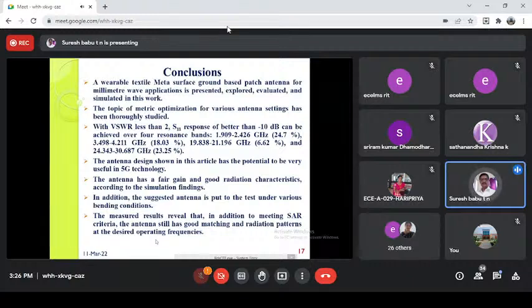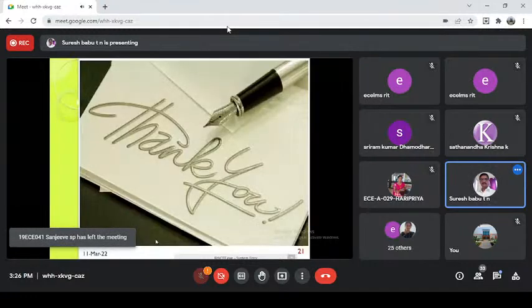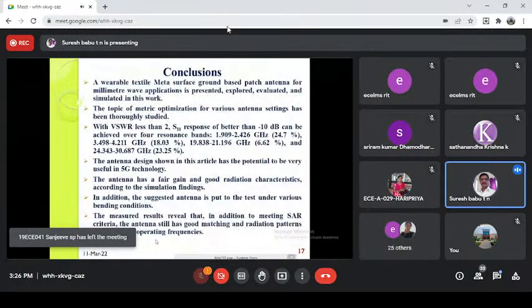In addition, the suggested antenna is put to the test under various bending conditions. The results reveal that in addition to meeting SAR criteria, the antenna still had good matching and radiation patterns at the desired operating frequencies. So these are my references. Thank you, sir. Any questions, sir?